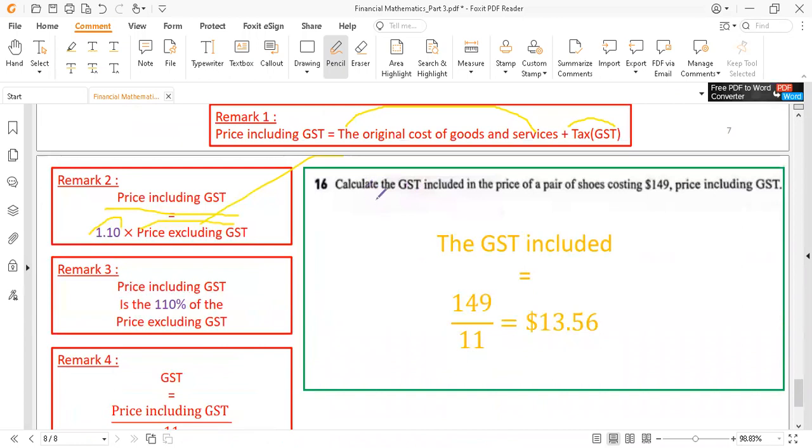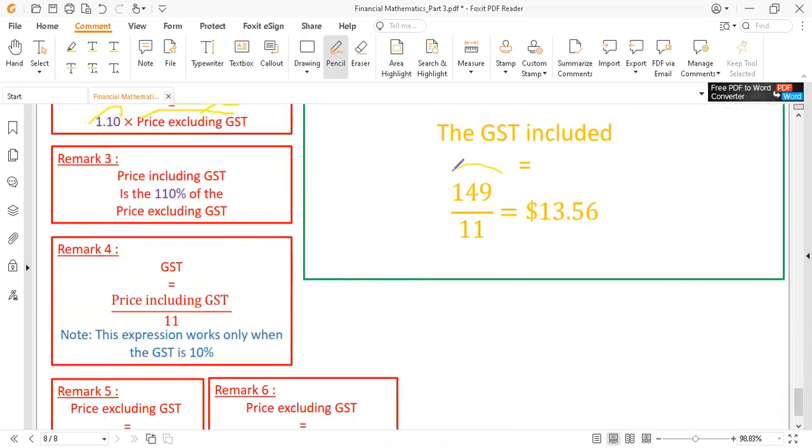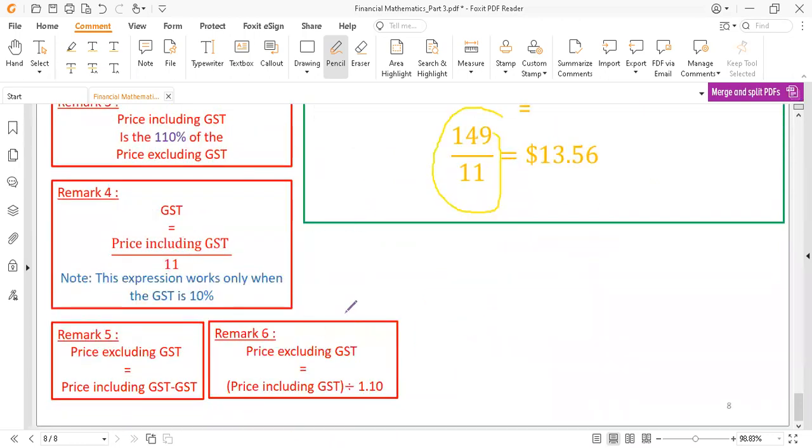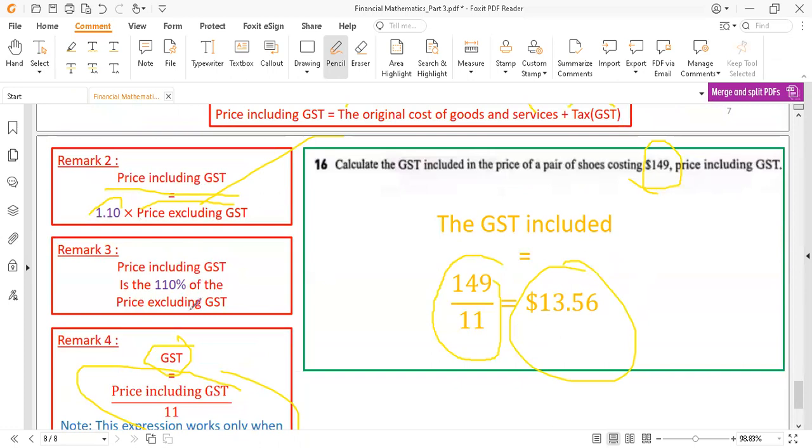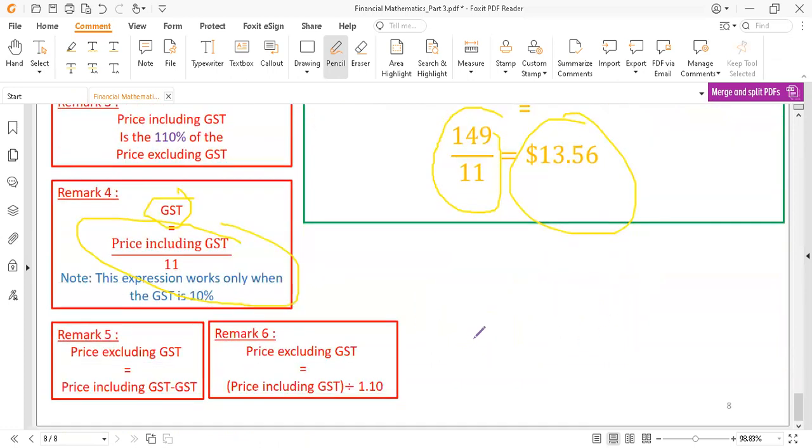They ask us to calculate the GST included in the price of a pair of shoes costing $149, the price including GST. If it is the cost including GST, it is easy. We can divide it by 11 to find the GST. We want to find the GST, so it is the price including GST divided by 11. So the tax is $13.55.